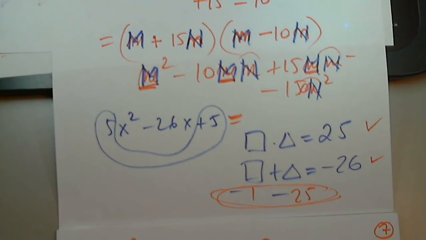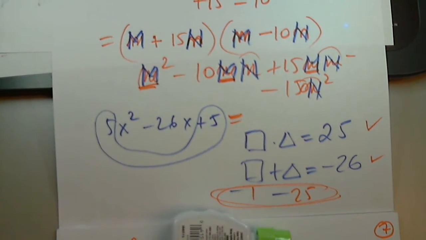And you can say, wait a minute, you changed the problem. No, I didn't. I only replaced negative 26x using the numbers you gave me. -1 and negative 25. -1 minus 25 is still negative 26. At this point, I will use factoring by grouping. So factor by grouping.